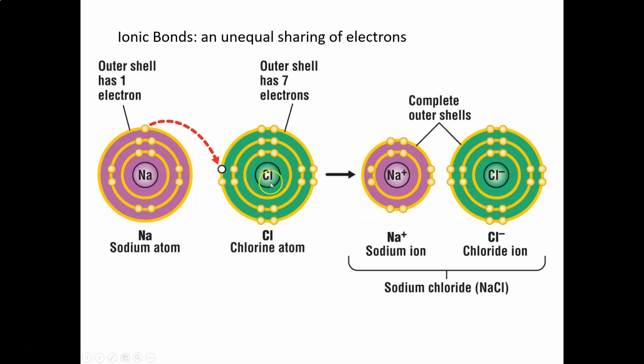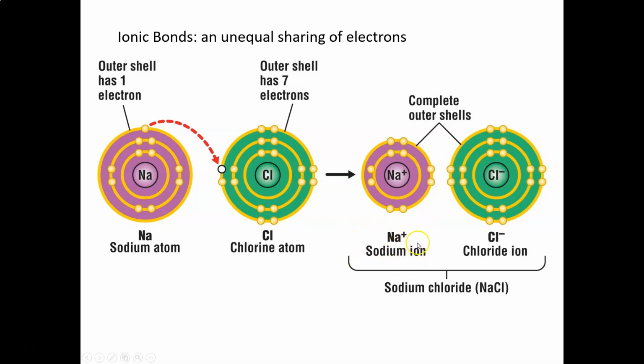Chlorine has almost a full complement of electrons. It's just missing 1. So it's got 7 in its outermost shell. They both would like to have 8. So if sodium gave its electron to chlorine, it would have 8 in its outermost shell now, because this shell would no longer have any electrons in it. And the 7 plus 1 would have 8 electrons now, and that would be more stable. So we can form an ion by giving up an electron.